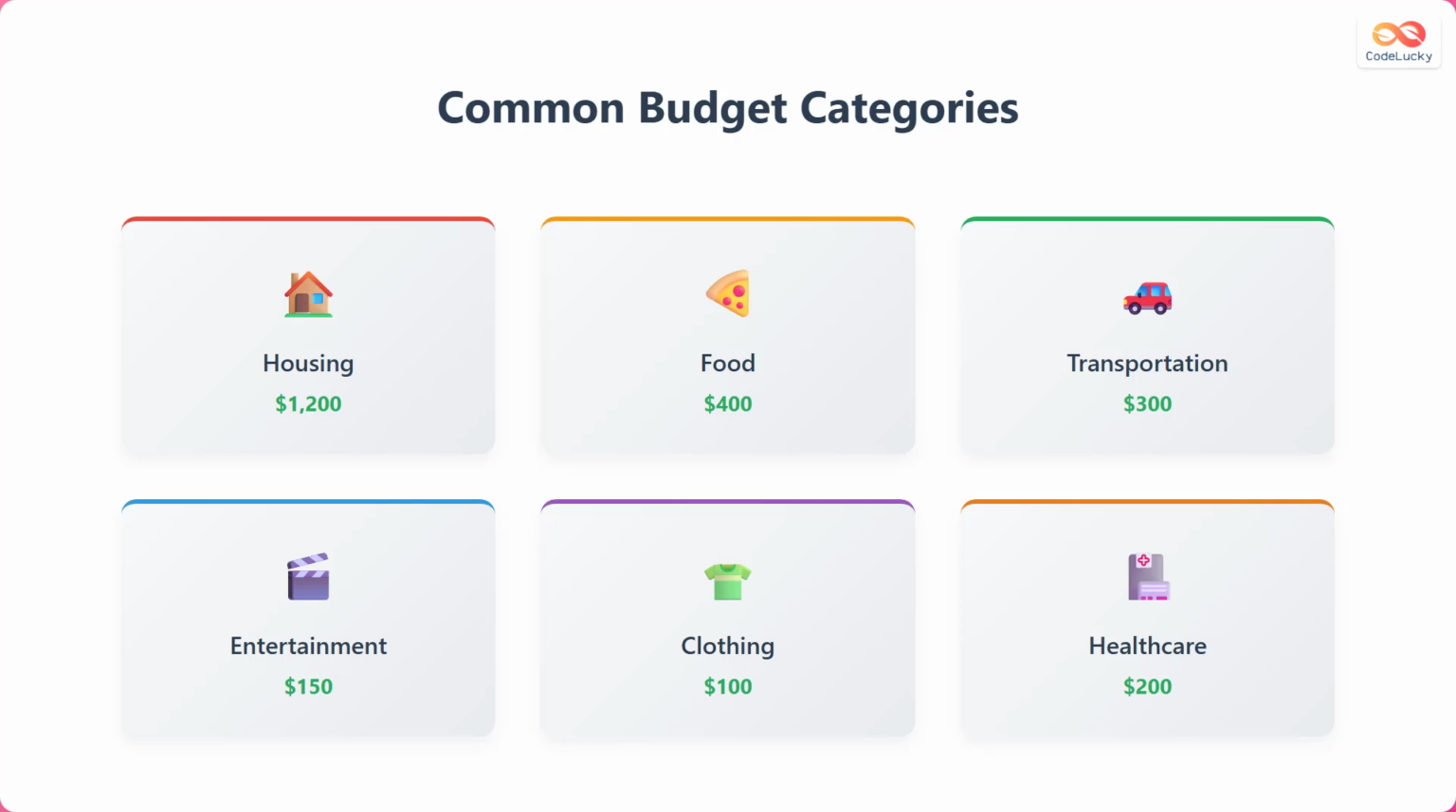Clothing purchases could be budgeted at $100 monthly. Healthcare expenses, including insurance and medical visits, might require $200. Start with these categories and adjust amounts based on your actual spending patterns.